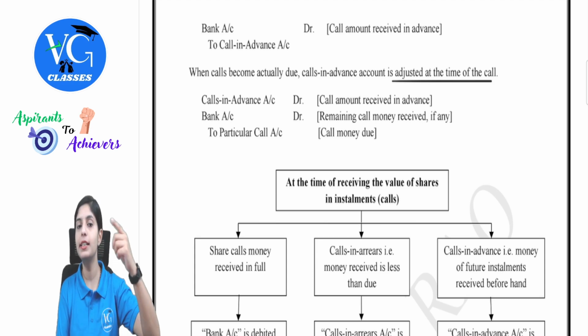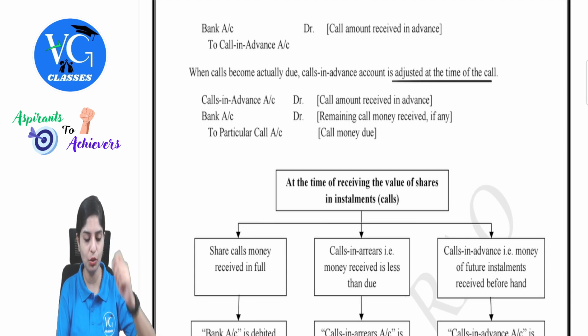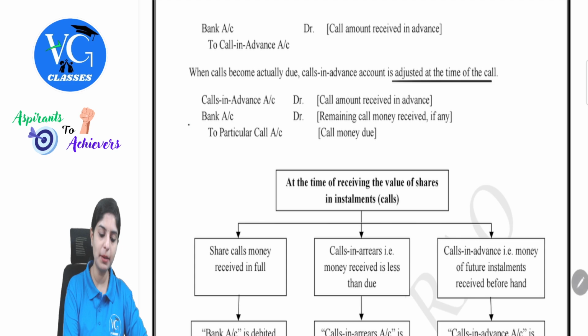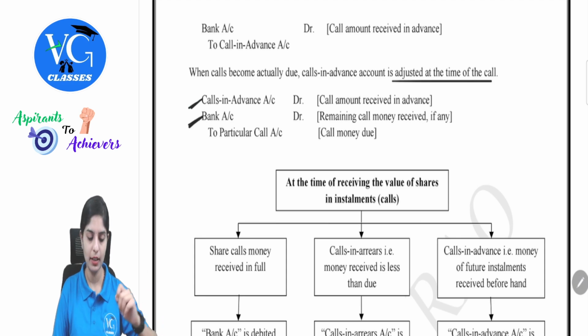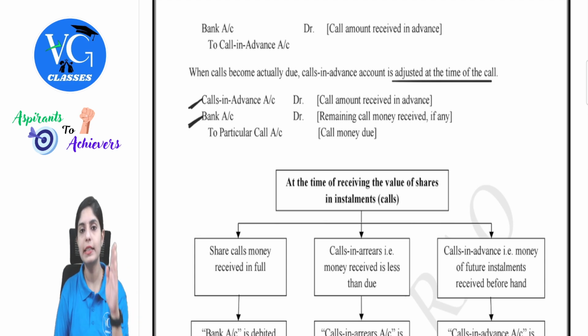I will have to cancel. Earlier you would have credited calls in advance. So now bank account debit for whatever you receive, and calls in advance account will be debited, because earlier you had already shown it as the amount received to the particular call account. I hope you are understanding the journal entry systematically. So far, all good? Yes, further.